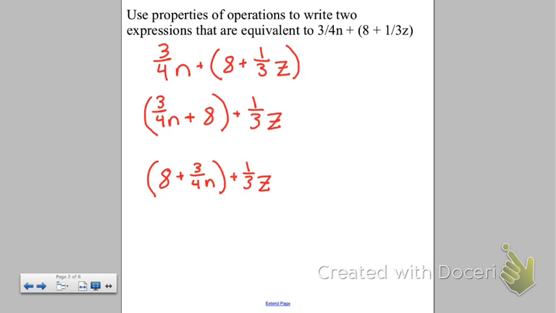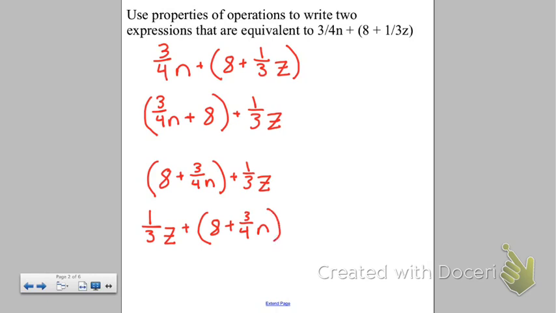I also could have written it another way. I could have still used the commutative property and moved my 1 over 3z to the other side of my parentheses, plus 8 plus 3 over 4n, and inside the parentheses.